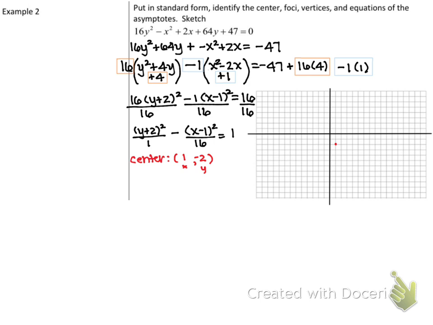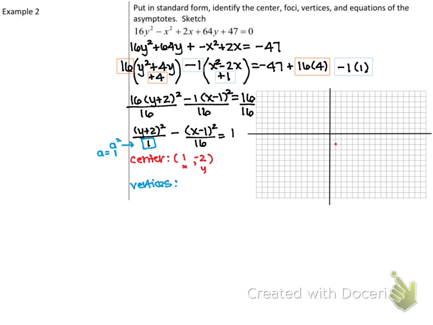Okay, vertices. I've got to pay attention to who is positive. Well, it looks like the y is positive. So this thing is opening up and down, and it is going 1 unit from the center. This is telling me that a squared is equal to 1, which means a is equal to 1. So the distance that I'm traveling from the center up and down is 1.